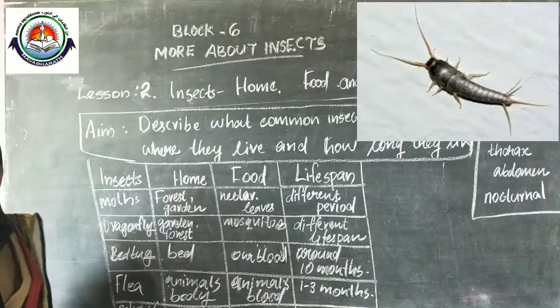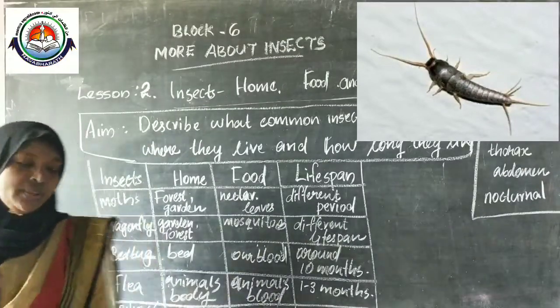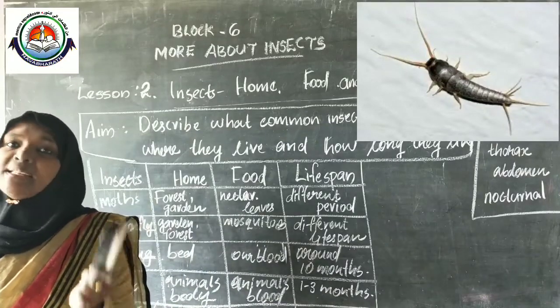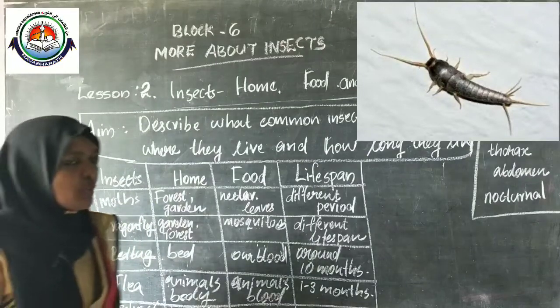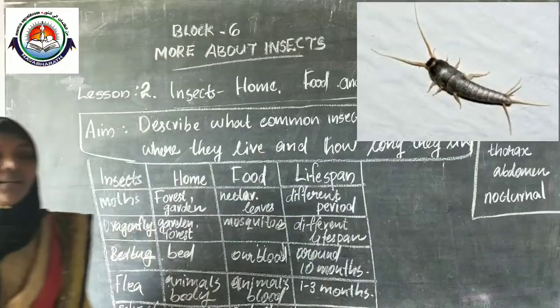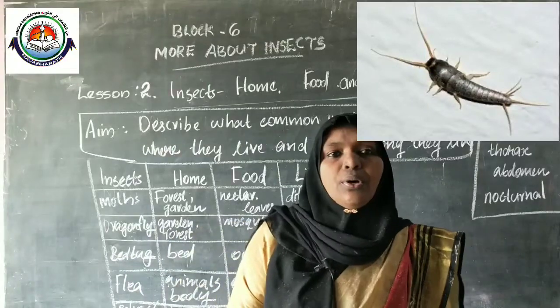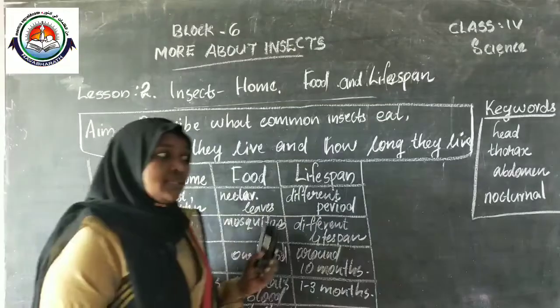Where do you see them? Yes, backside of the desk, old clothes, old books. Then what is the food? They eat the paste and starch used to bind the books, and they also eat paper and the clothes. Then what is the lifespan of silverfish? 2 to 8 years. You can check whether these insects are help or harm to us.